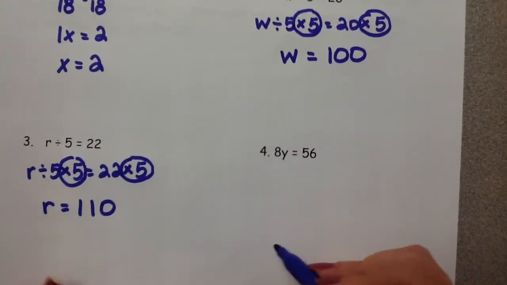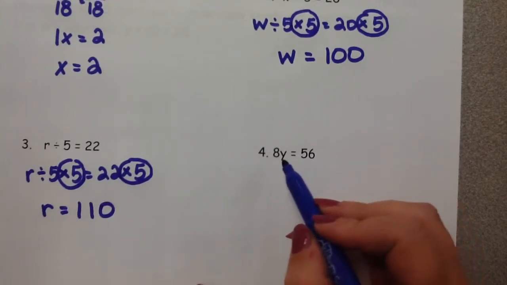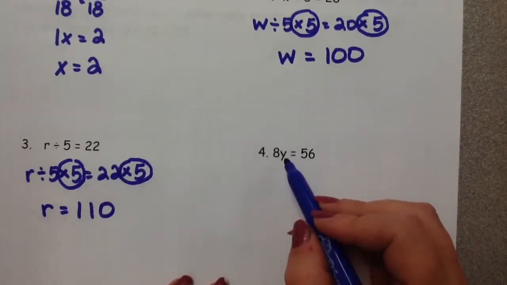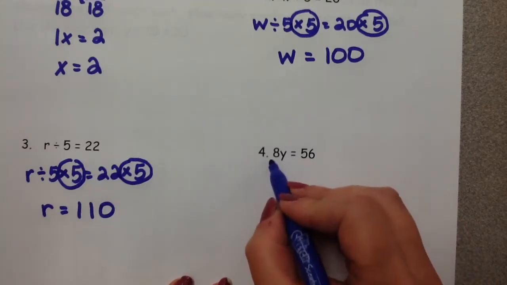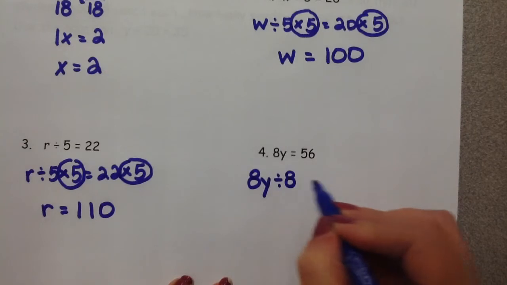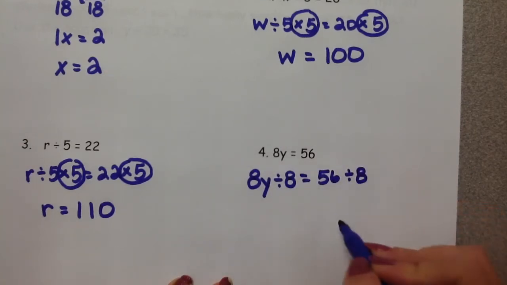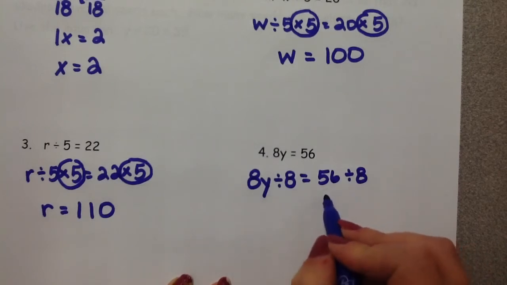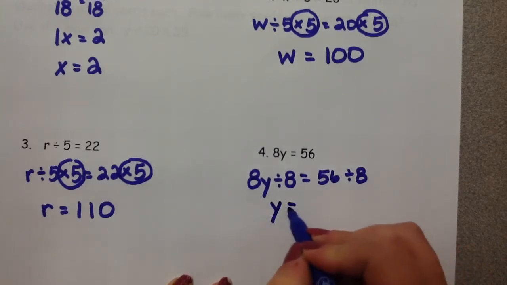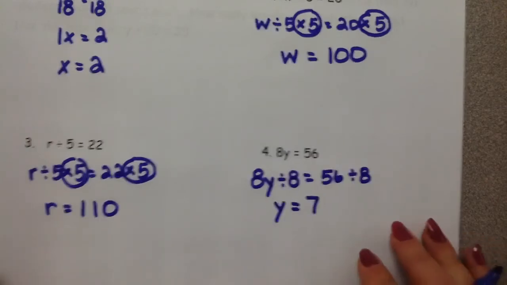And the last one is 8 times y is equal to 56. We want to do the inverse operation, so instead of multiplying, we're going to divide, and if you would prefer, we can write it like this. And as long as you do it to both sides of the equation, it will still be equal. So this leaves us with y, and 56 divided by 8 is 7.